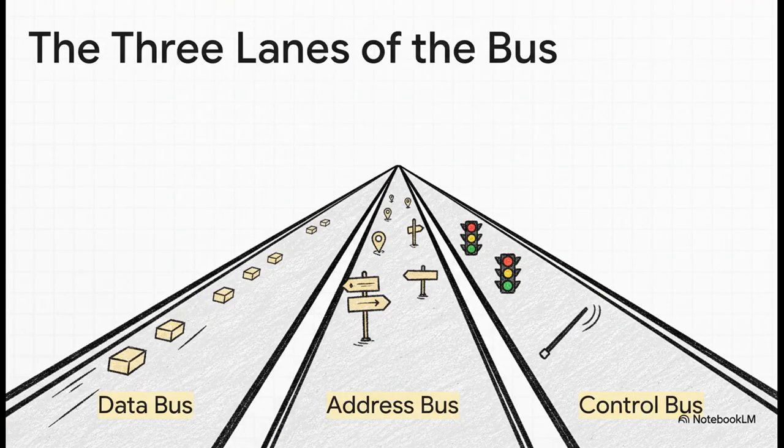But this bus isn't just one big road. It's more like a highway with three different lanes, each with a very specific job. You've got the data bus, which is carrying the actual information. Then there's the address bus, which says exactly where that data needs to go, like a street address. And finally, you have the control bus, which carries all the commands and timing signals from the CPU to make sure everything happens in the right order.